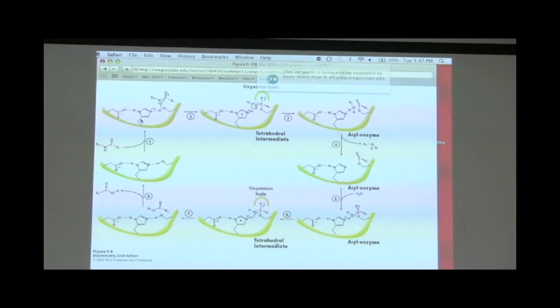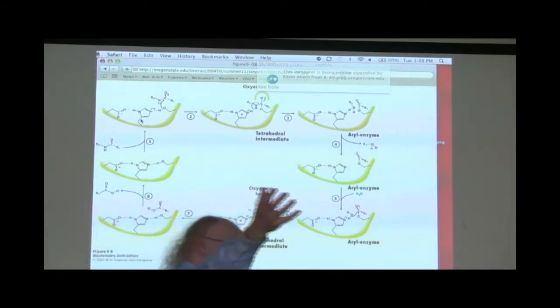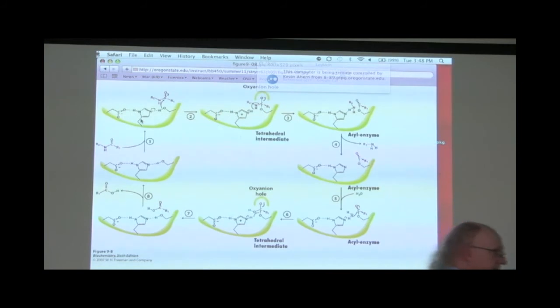Step two saw that binding of the proper substrate changed the configuration of the active site. That change in configuration caused the formation of the alkoxide ion. That was step two. So the change in shape created an alkoxide ion. Step three, the alkoxide ion attacked the peptide bond. That resulted in one of the pieces flying away and the other one becoming covalently linked. That was step three.